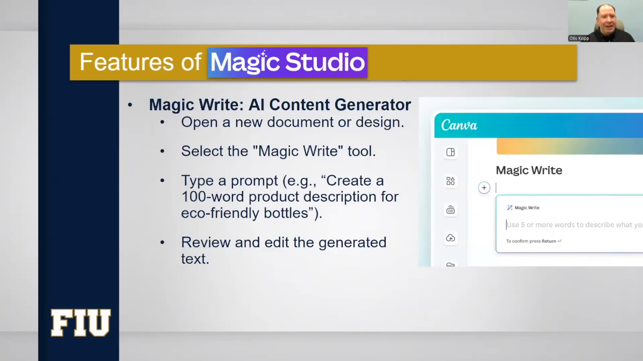Now let's start with Magic Write. This tool is an AI-powered content generator, and here's how it works. First, you'll open a new document or a design, select Magic Write from the toolbar, then you would type in your prompts. For example, let's say, write a 100-word product description for eco-friendly water bottles. Then you would click Generate, and the AI will produce a written script.